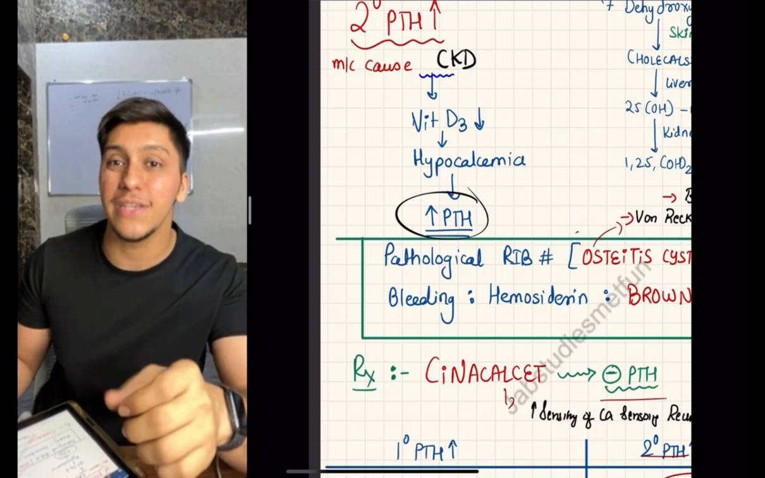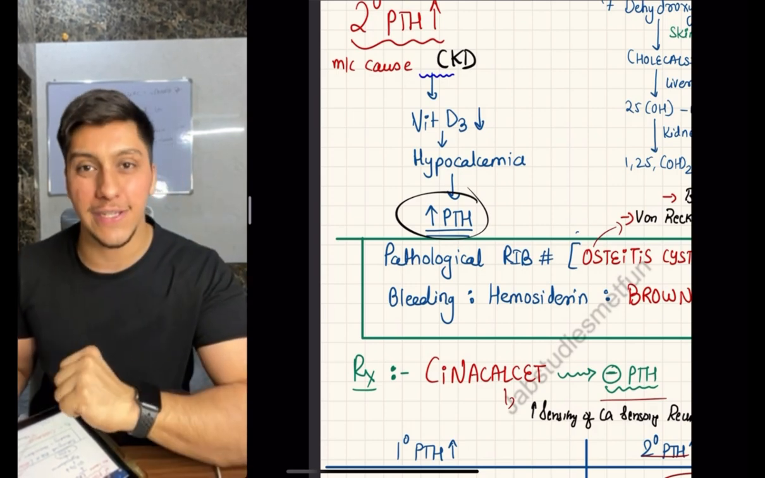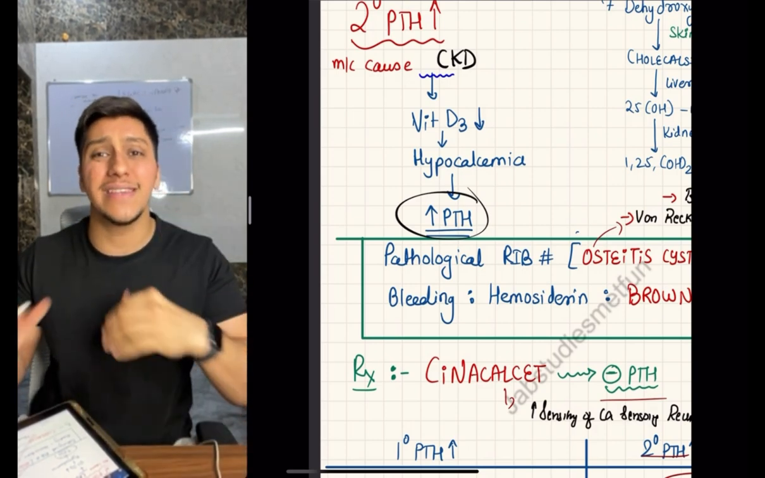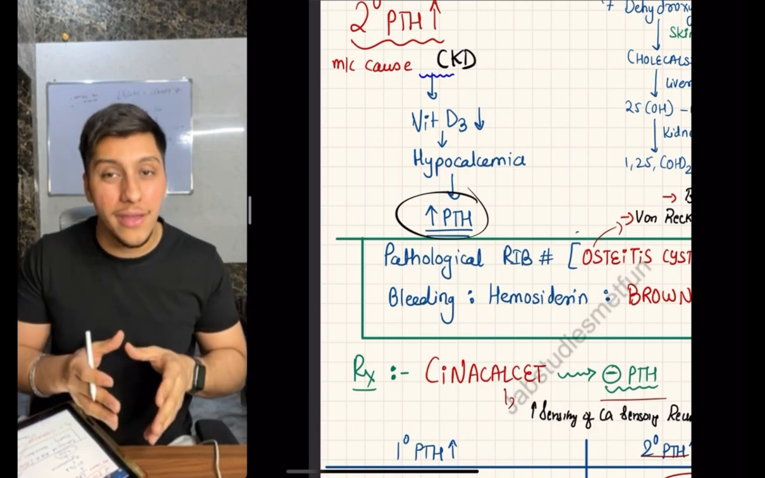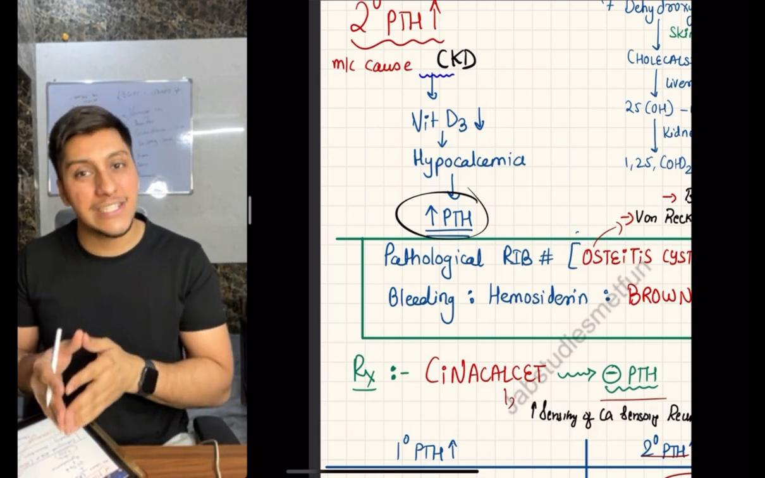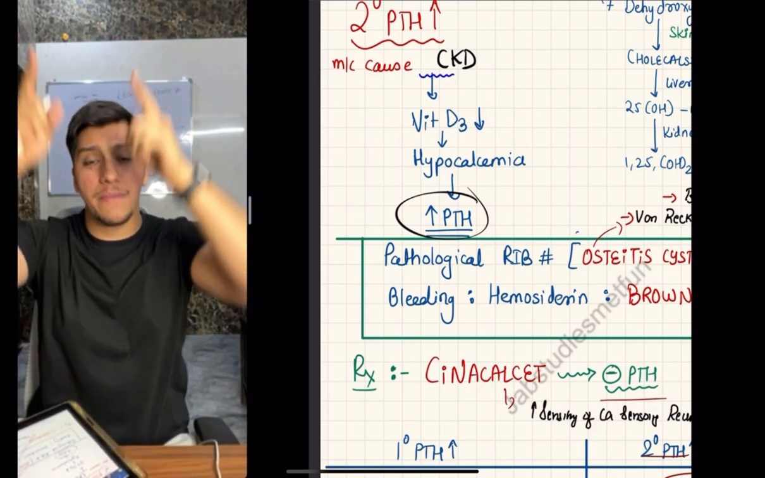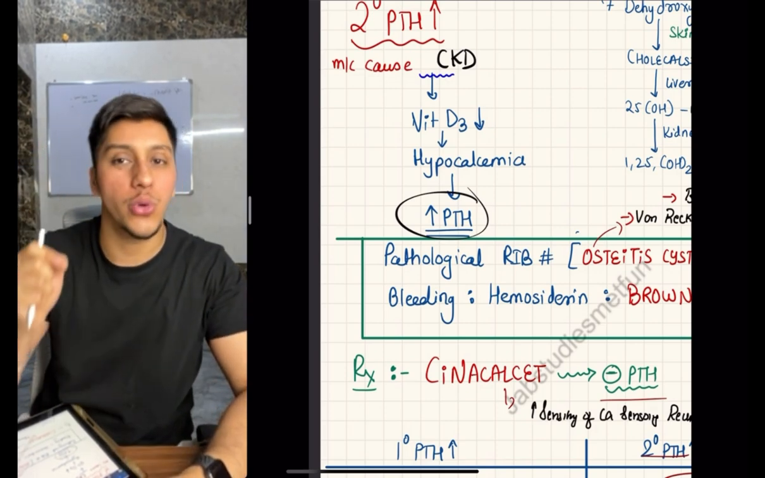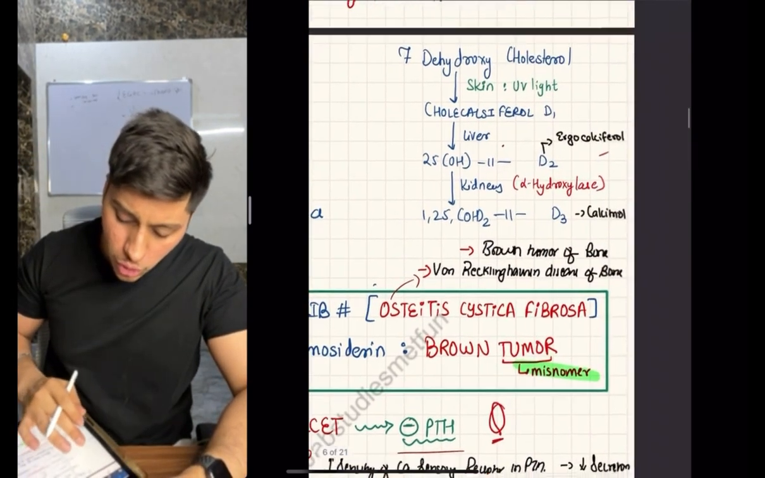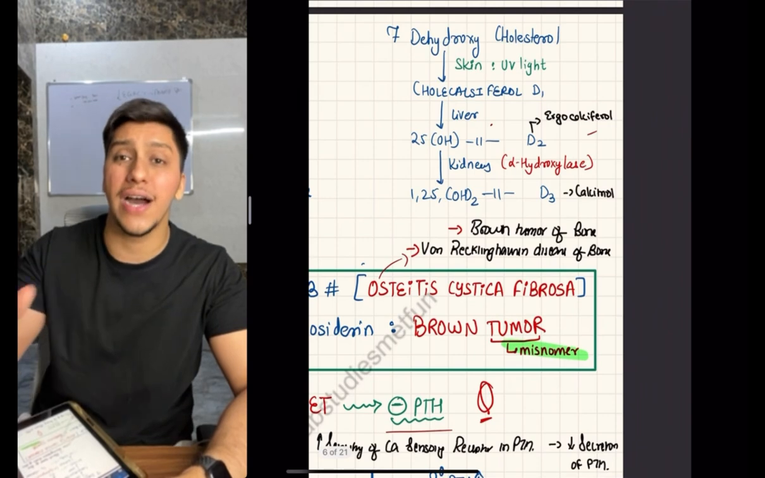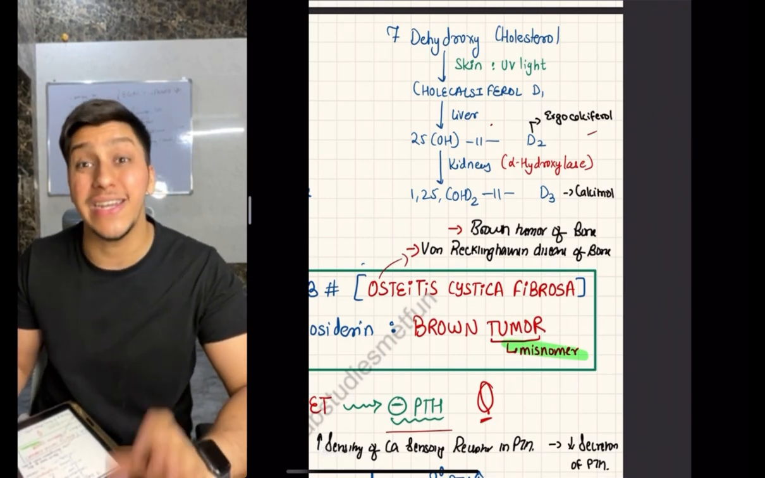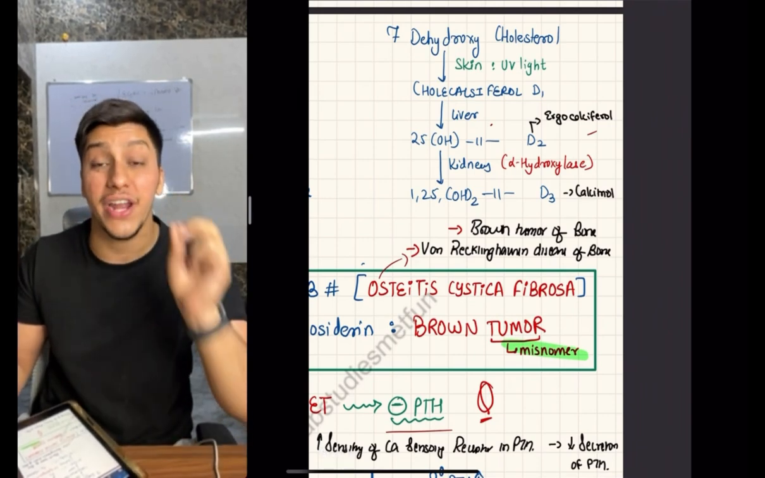The mechanism is because of chronic kidney disease. In chronic kidney disease, the synthesis of vitamin D3 is reducing. If vitamin D3 is reducing, calcium is reducing. Because of the feedback mechanism, PTH is going to increase. If you want to know the mechanism they usually ask, how is vitamin D3, the active one called calcitriol, formed?